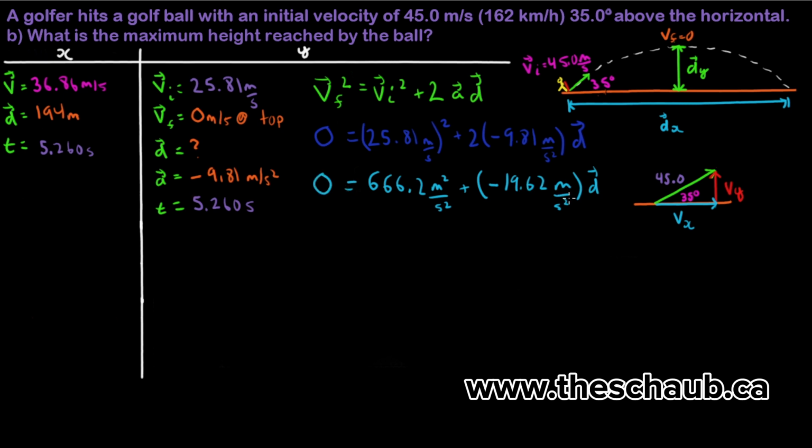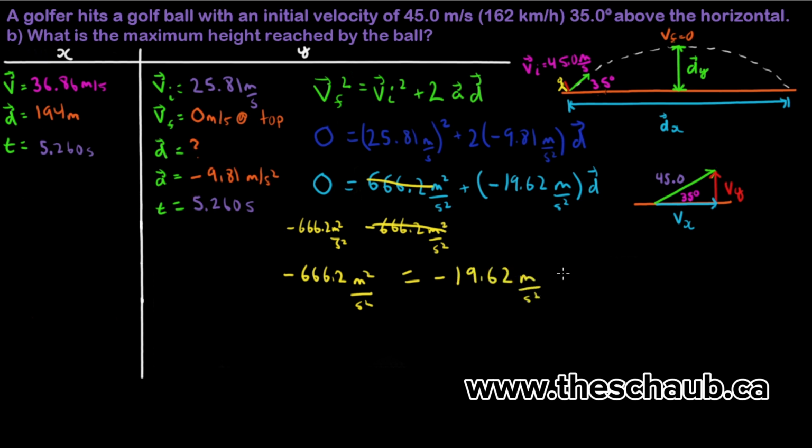To get our term with the displacement all alone, we start by subtracting 666.2 from both sides, minus 666.2. So on this side, 666.2 minus 666.2 is just 0, and on this side, 0 minus 666.2 is negative 666.2 meters squared per second squared. And this is equal to our term up here of negative 19.62 meters per second squared multiplied by our displacement.